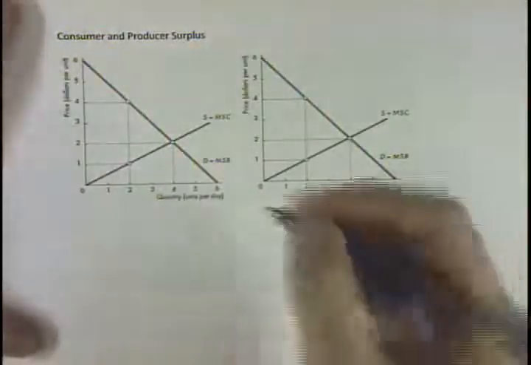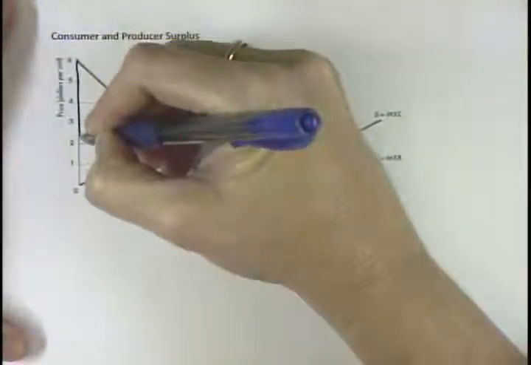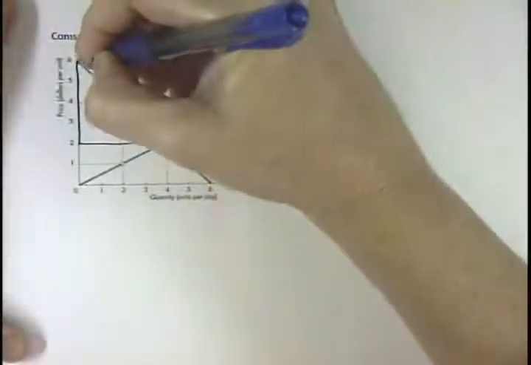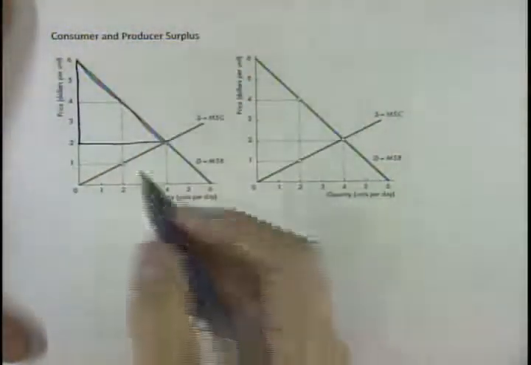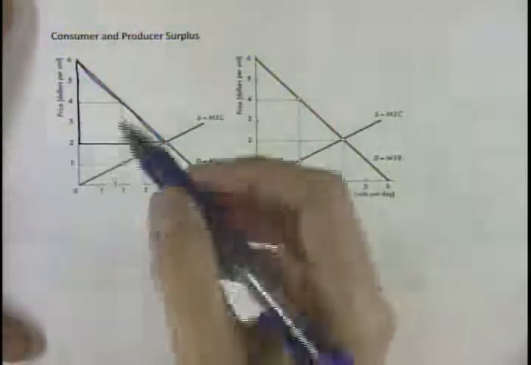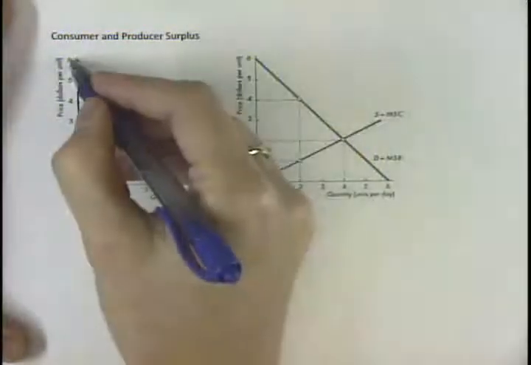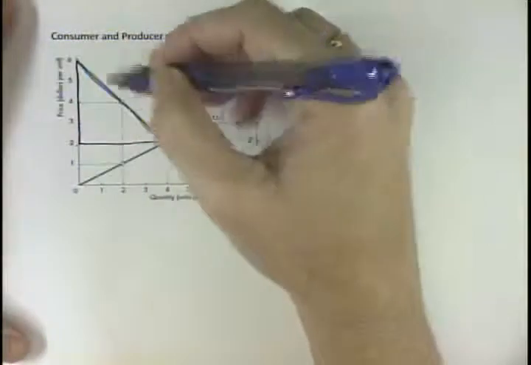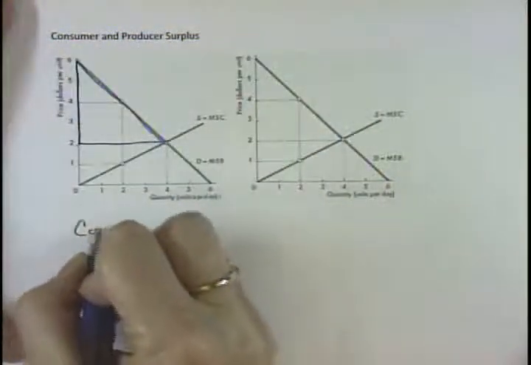In order to figure out our consumer surplus, we're going to find the area of the triangle underneath this demand curve. So what we're trying to find is the area of this triangle here. To calculate the area of this triangle, all I'm going to do is take the height times the base, and then divide that by 2 because it's a triangle. This is our consumer surplus.